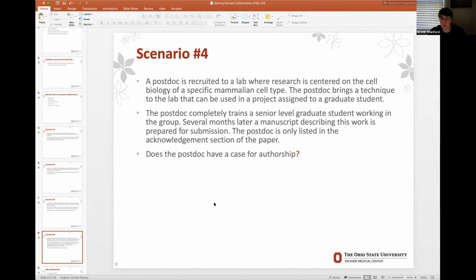All right, so scenario number 4. A postdoc is recruited to a lab where research is centered on the cell biology of a specific mammalian cell type. The postdoc brings a technique to the lab that can be used in a project assigned to a graduate student. The postdoc completely trains a senior level graduate student working in the group. Several months later, a manuscript describing this work is prepared for submission, and the postdoc is only listed in the acknowledgement section of the paper. Does the postdoc have a case for authorship?